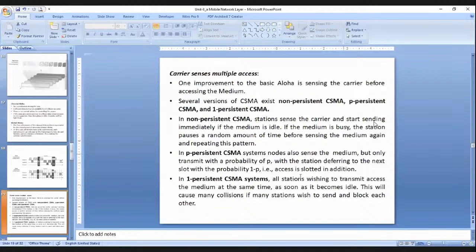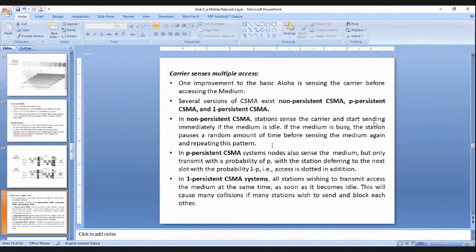So that is, access is slotted in addition. The thing is that you need to send data with probability P first, and again you need to send the data with probability 1 minus P. So if you add this to CSMA, then it will become P-persistent. In non-persistent, you will sense the carrier, and then start sending the data when the medium is free. If it is busy, then you will be in a waiting state.